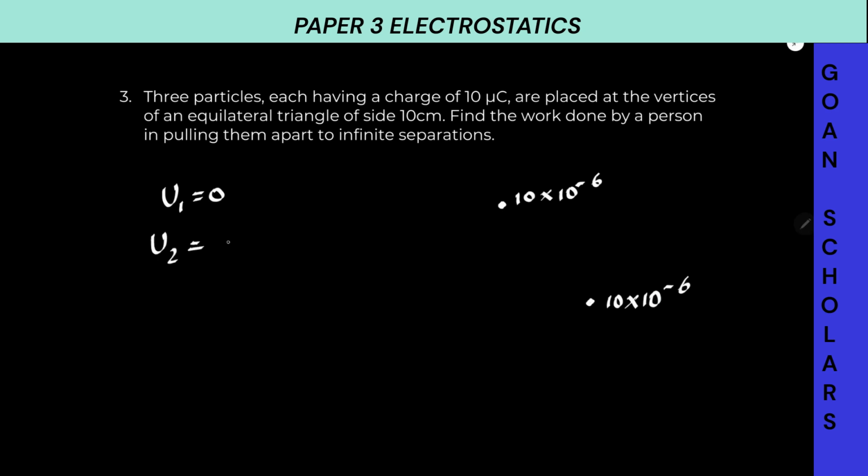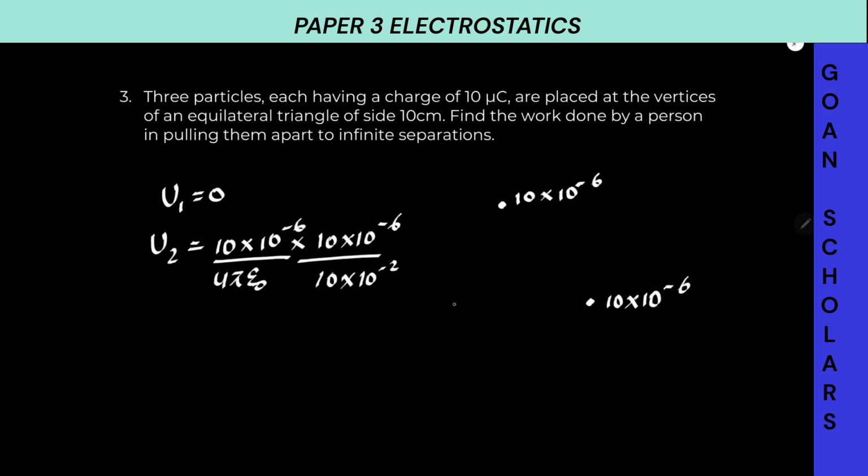So U2 will be equal to how much? This is k q1 q2 divided by the separation, where k is 1 by 4 pi epsilon naught, q is 10 into 10 to the power minus 6, and the separation is 10 centimeter. Let me repeat again: the work done in placing the second charge will be k q1 q2 by r, where k is 1 by 4 pi epsilon naught, which we will put as 9 into 10 to the power 9.